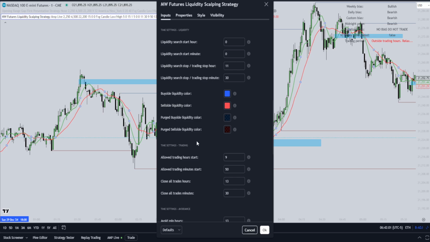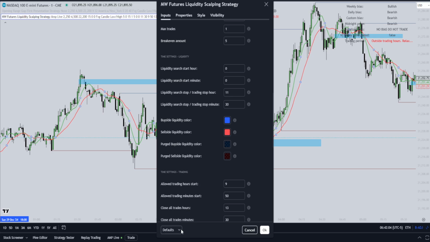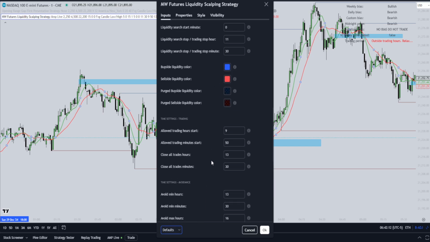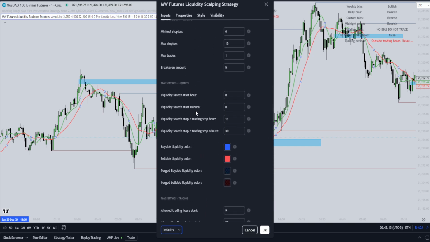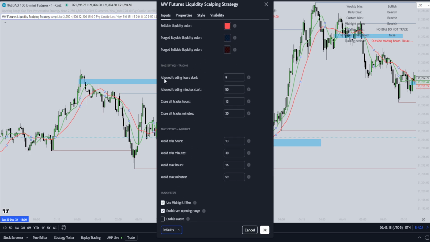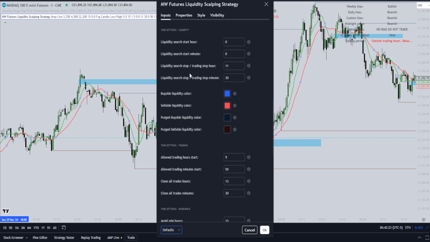Alright, so once we go to our time settings, and you have the default settings, you will see that there are three different topics. So we have the time settings for liquidity, we have the time settings for trading, and we have the time settings for avoidance. We are first going to look at the time settings for liquidity. So we are going to read every tooltip and then explain what that particular item means and what effect it has. So let's start with the first one, liquidity search start hour.